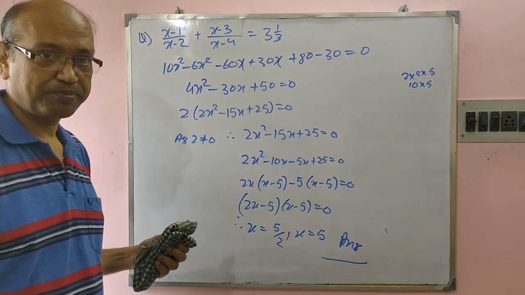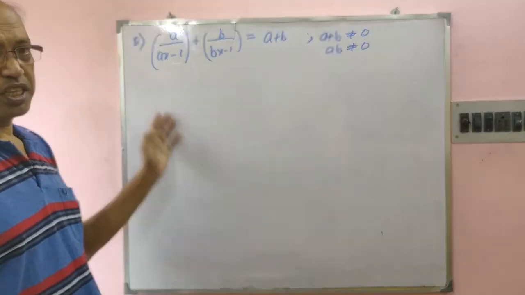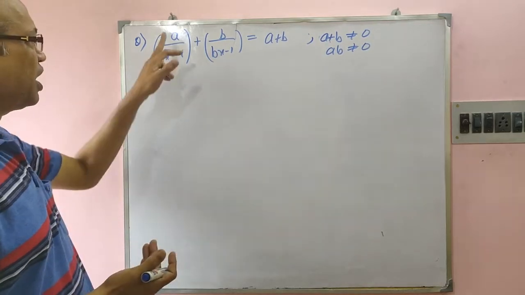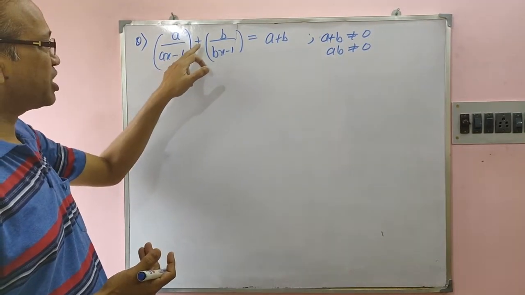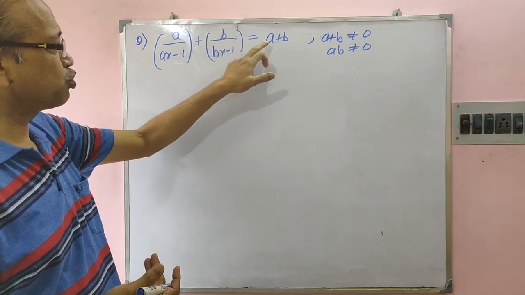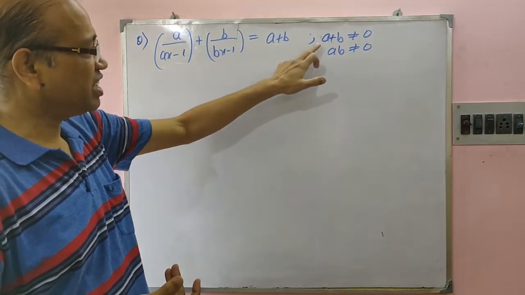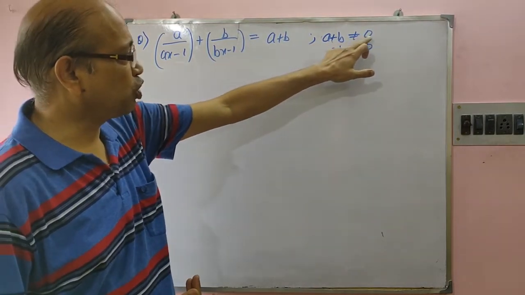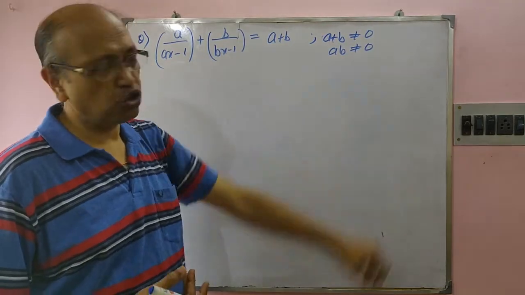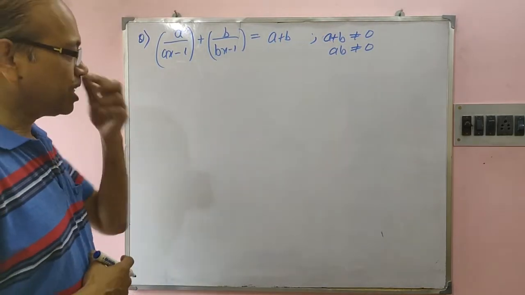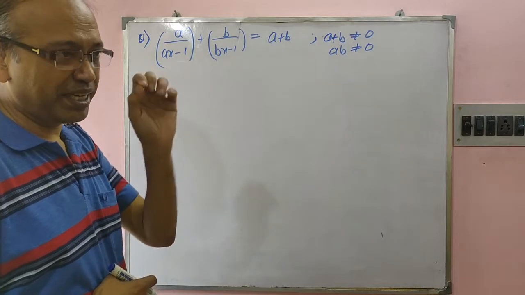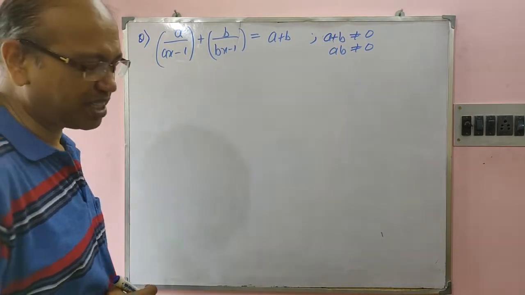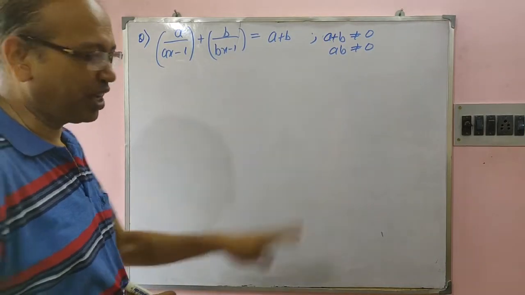Clear? Okay. This is another type of question. a/(ax − 1) + b/(bx − 1) = a + b, given that a + b is not equal to 0 and ab is also not equal to 0. This is a very typical sum. You must be very careful while doing this.